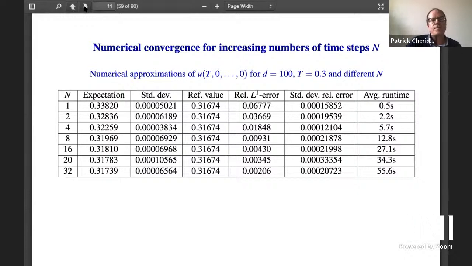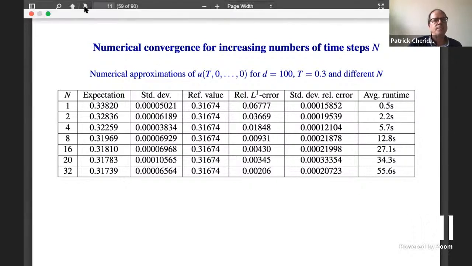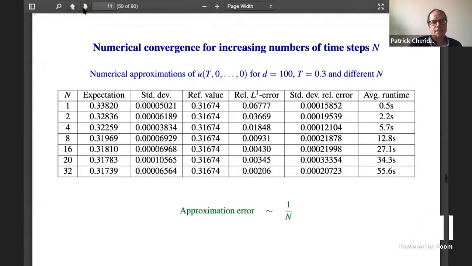Then I also want to check empirically how this behaves when I increase the number of time steps. This is all in 100 dimensions now. In the first columns you see 1, 2, 4, 8 up to 32 time steps. And you see the relative error empirically more or less decreases like 1 over n. This is not a theoretical result. This is just empirically what we observe.